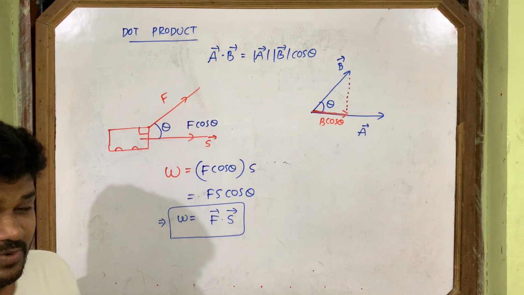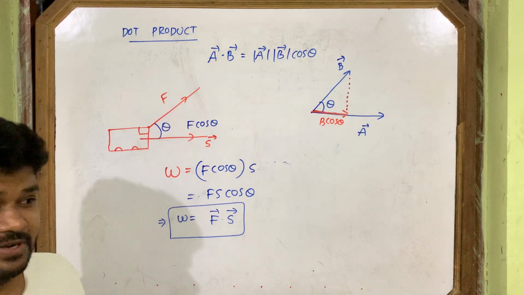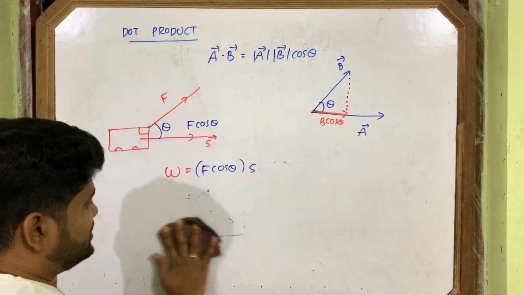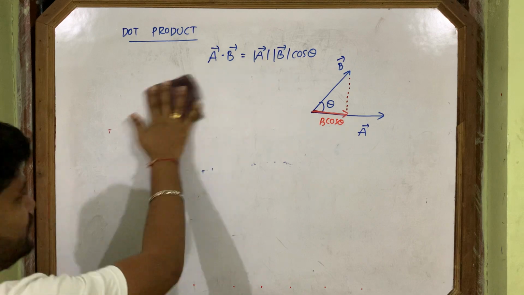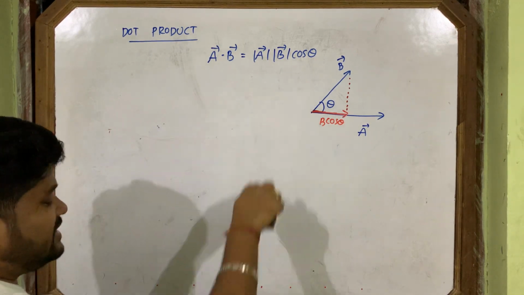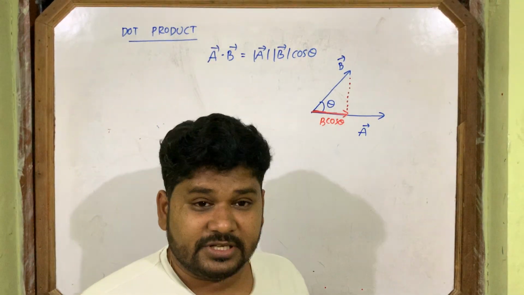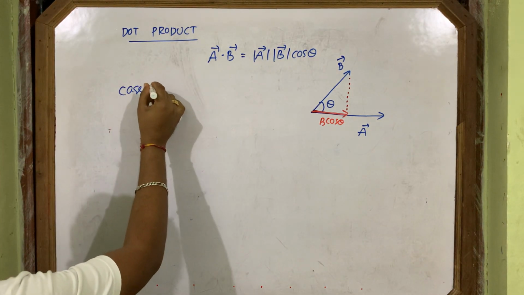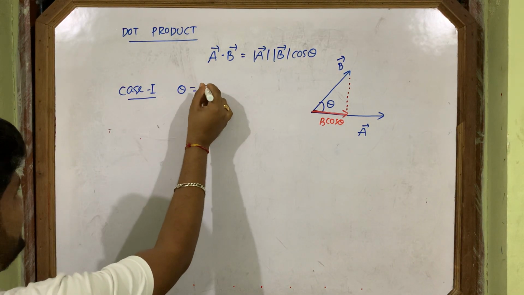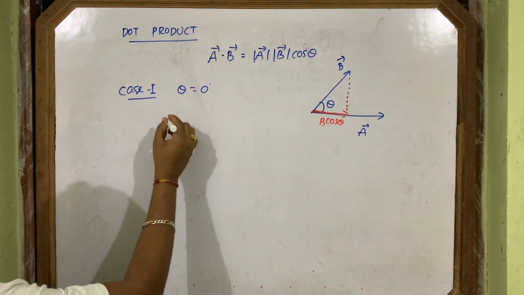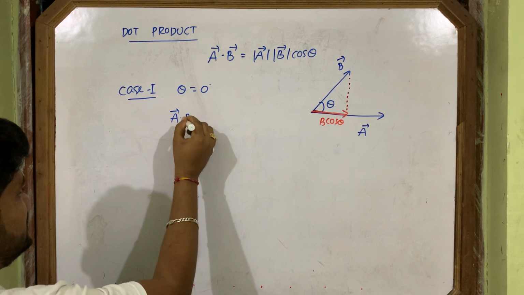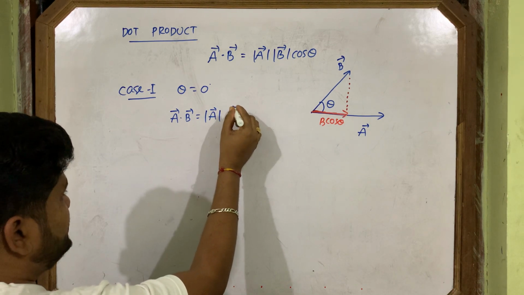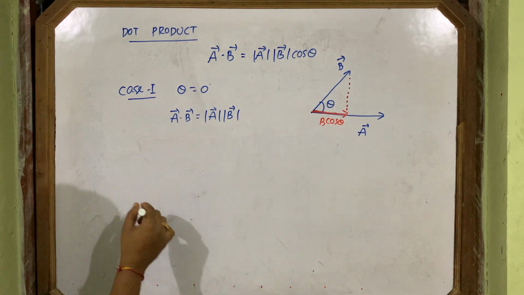Not your lower class formula, force into displacement. You remember this one, F vector dot S vector. So now, as theta is there, we'll discuss the special cases. Case 1: when theta is equal to 0, what happens to the dot product? The dot product is equal to A vector mod into B vector mod.